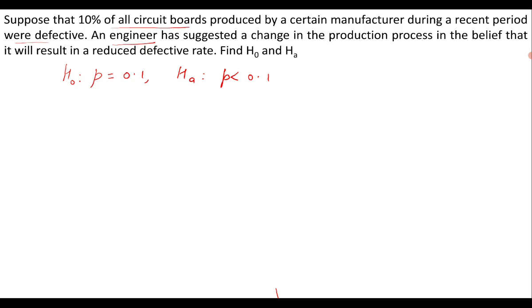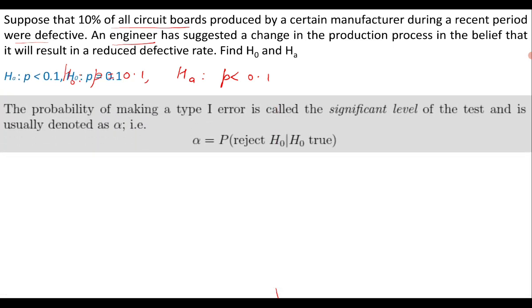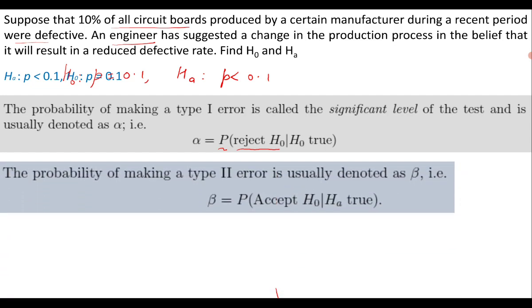Once you identify them, there are two errors associated with H naught and HA. The first one is type 1 error, which is the probability of rejecting H naught when it is true. It's true, but you are rejecting it, so it's an error. The type 2 error is exactly the reverse of type 1, which means H naught is not true, but you accept it. So in one case you reject H naught, in the other case you accept H naught, and you compute its probability when the converse is true.